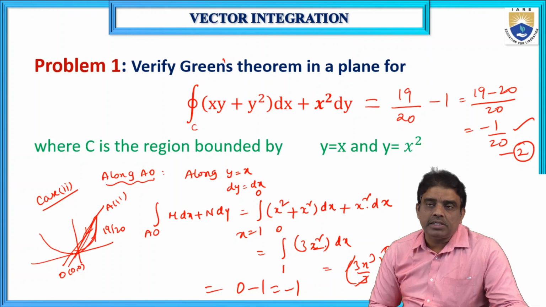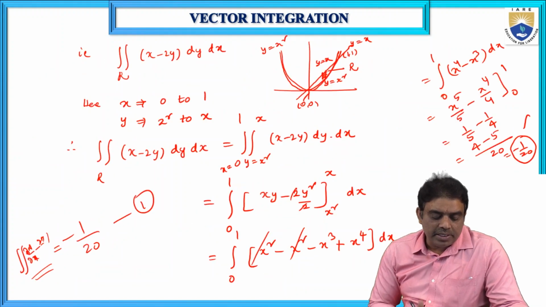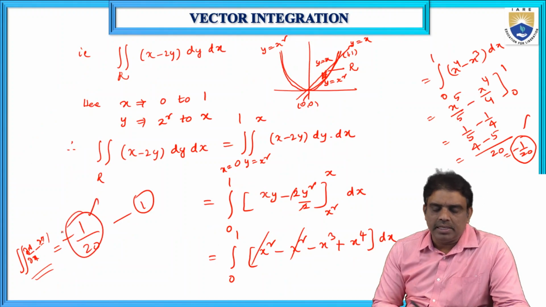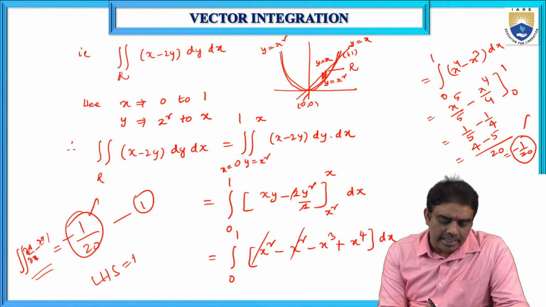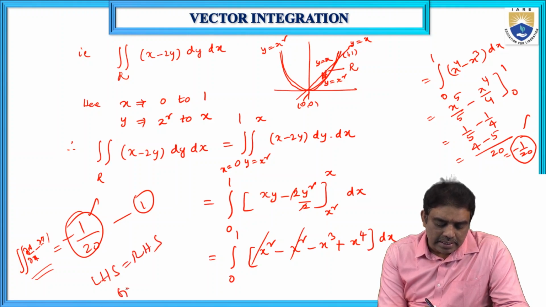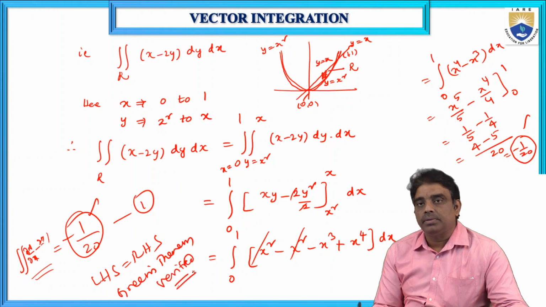Now see equations 1 and 2. The second value is minus 1 by 20, and the first also we got minus 1 by 20. That means what? The LHS is equal to RHS. So our Green's theorem is verified. That is the required solution.